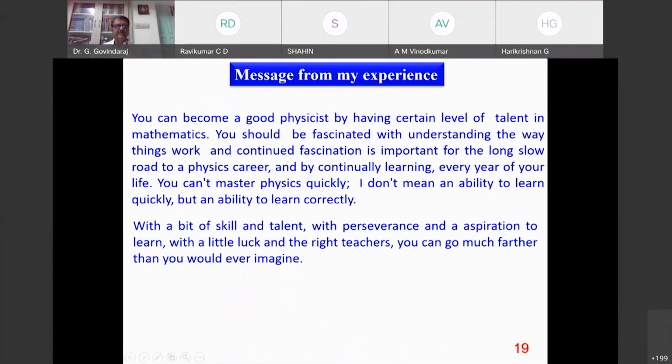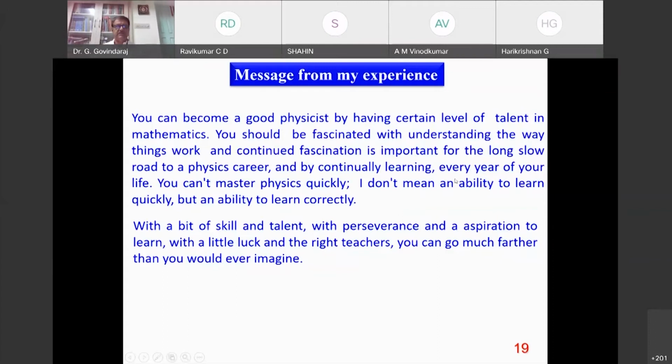So the message from my experience: you can become a good physicist by having a certain level of talent in mathematics. This is a must. You have to gain it over the years. You should be fascinated with understanding the way things work. Continued fascination is important for a long, slow road to your physics career. And by continually learning every year of your life, you can realize these things.